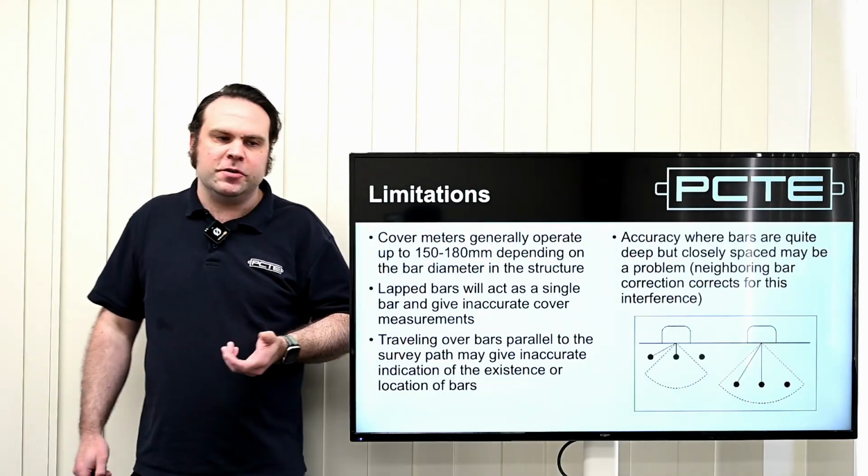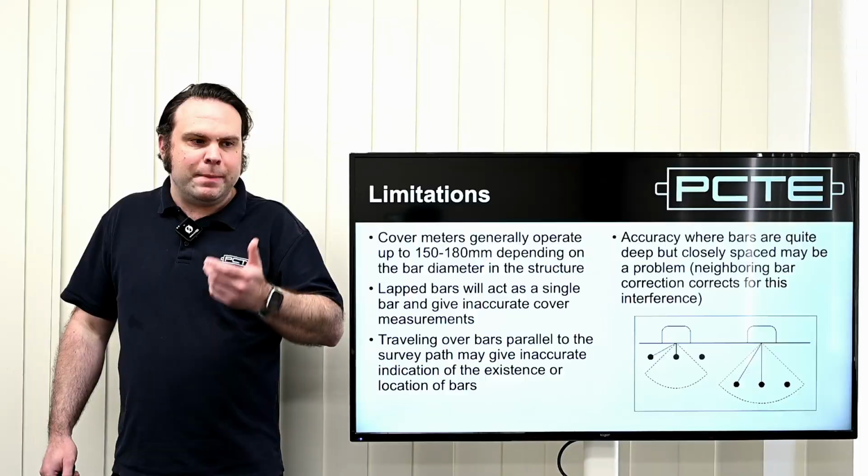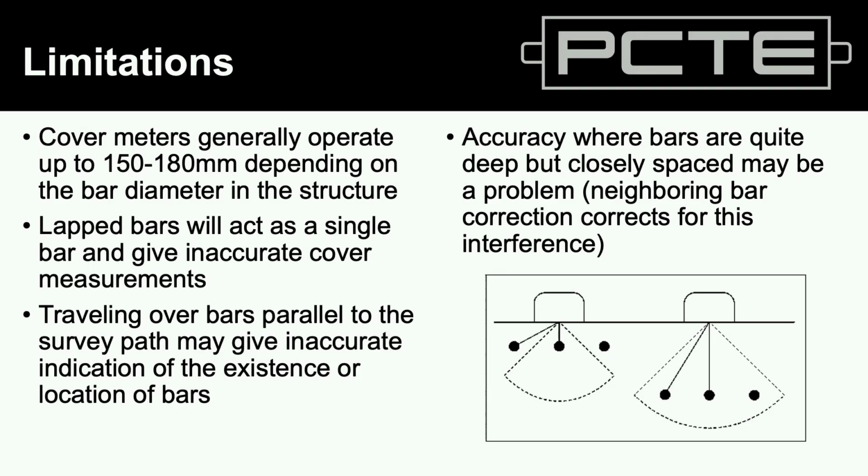Now, limitations for general cover meters. You've got a maximum range of about 150 to 180 millimeters, and that depends on the bar size. The smaller the bar, the more shallow it needs to be for us to locate it correctly. The deeper the bar, the less shallow. I've already pointed out lapped reinforcing bars or closely spaced reinforcing bars. All of those add more metal, so increase the signal, so they will appear artificially shallow.